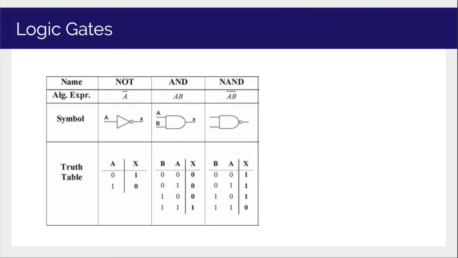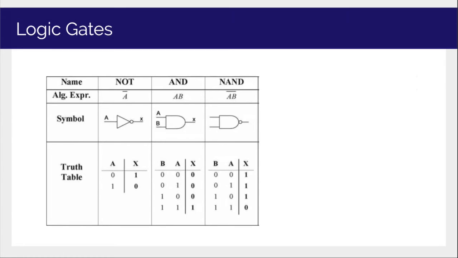Next we have the NAND gate. The NAND gate is basically the inverse of AND. So you'll see in the symbol there's a little circle in front of what would be the AND gate, and that little circle reverses the original gate. It inverts it.